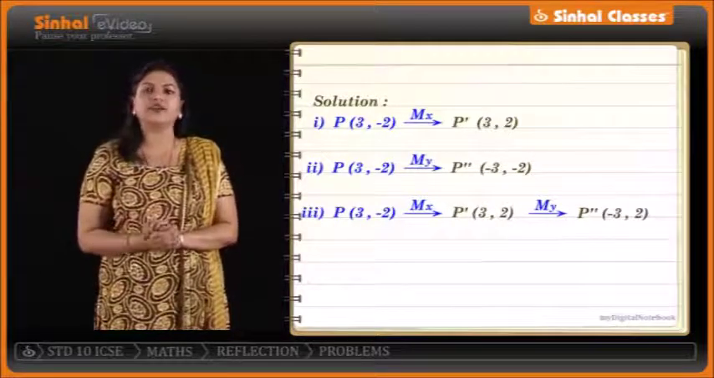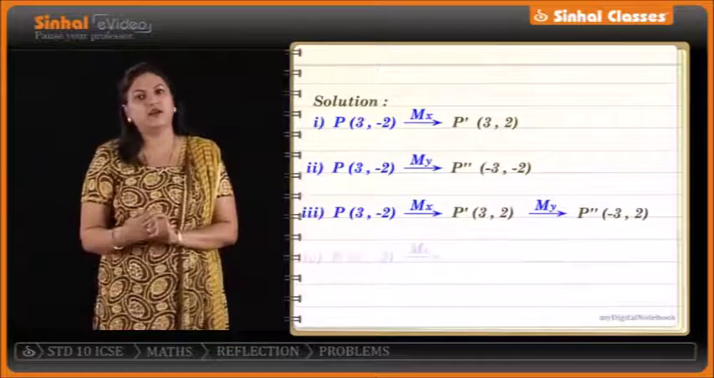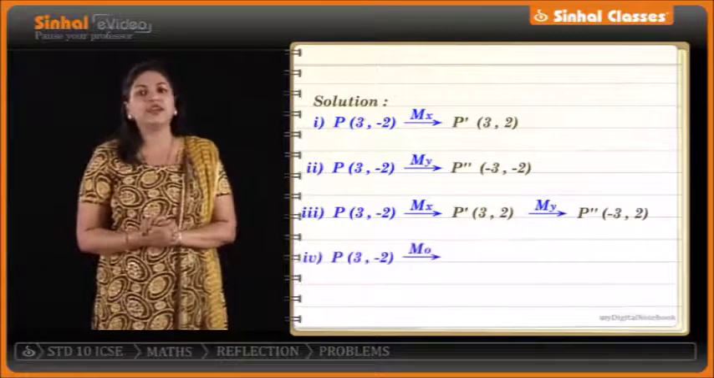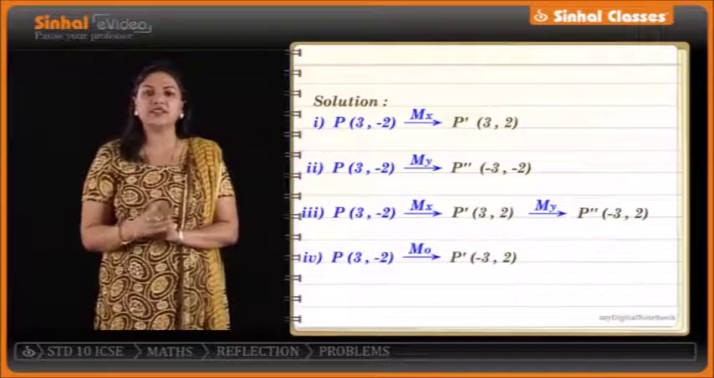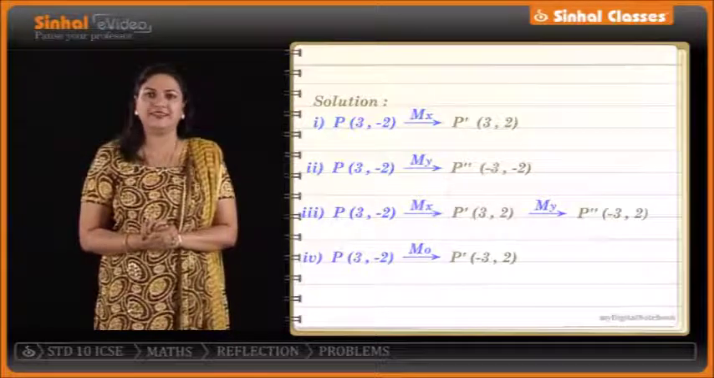Now in the fourth part, we want to reflect P in the origin. We get P triple dash as minus 3, 2. The signs of both the coordinates will change.